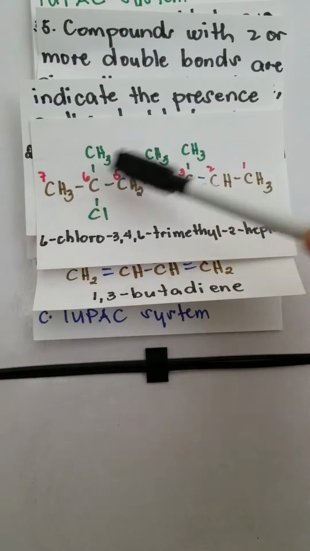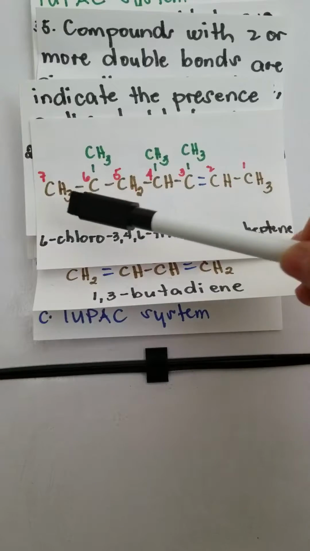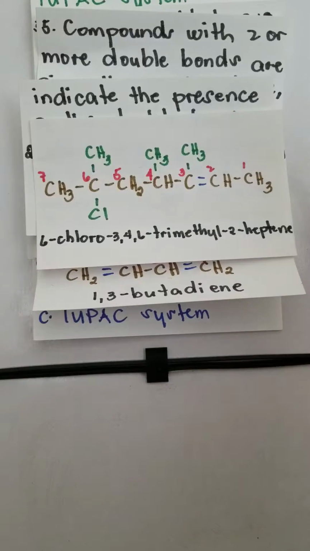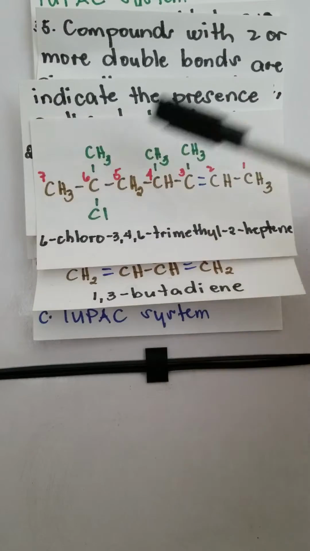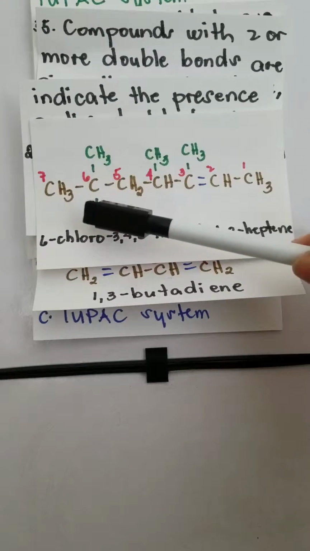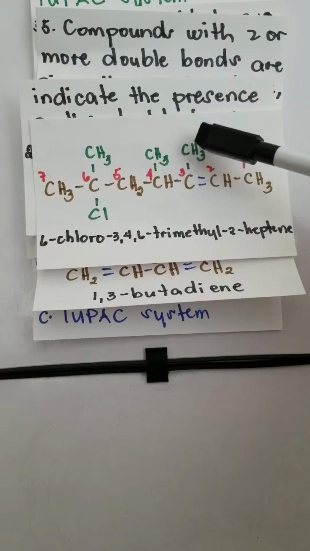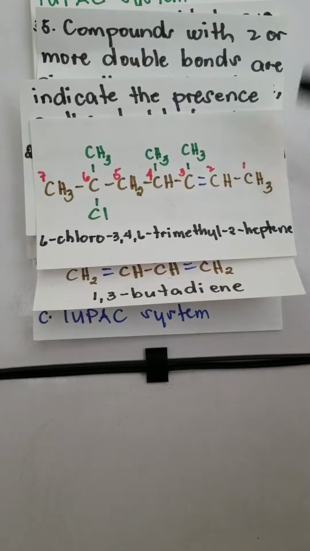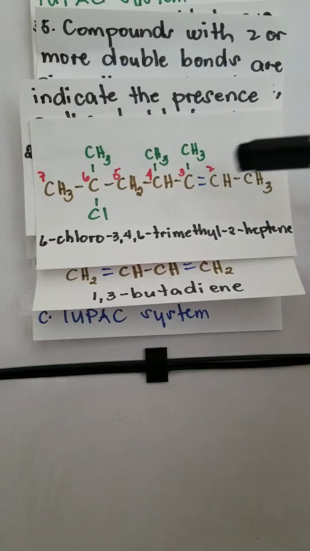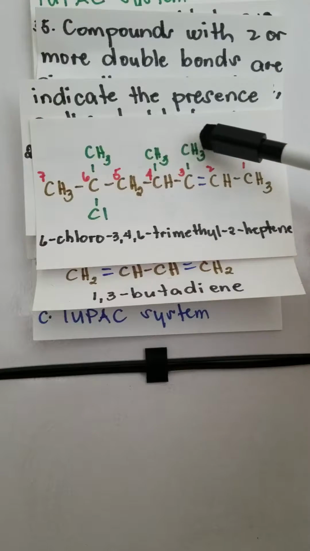So we have 2 different groups, the chlorine and the methyl groups. So follow the alphabetical order. If they are only methyl groups, then don't follow the alphabetical order. But in this case, we have chlorine here that separates the methyl groups, so follow the alphabetical order as our prefix says. The chlorine comes first in the alphabetical order compared to the methyl, right?